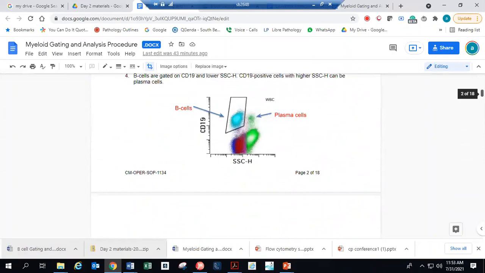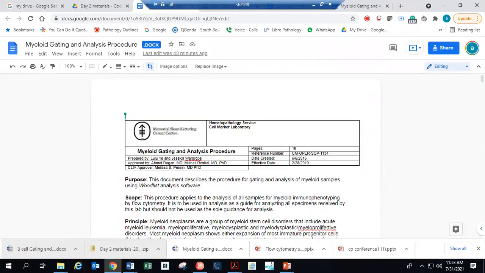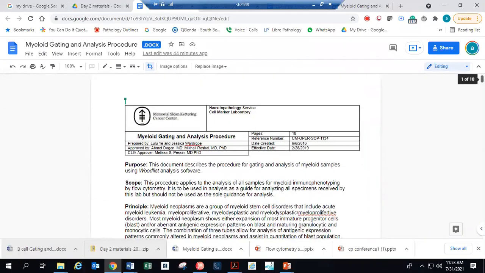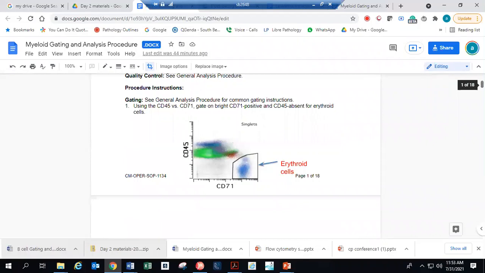So any questions so far on the myeloid gating? Did it help? Did it clear something in your mind better than what you have been learning in flow cytometry so far in your institutions? For sure. Okay, good. Definitely.